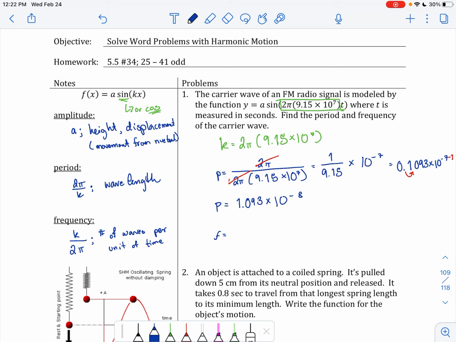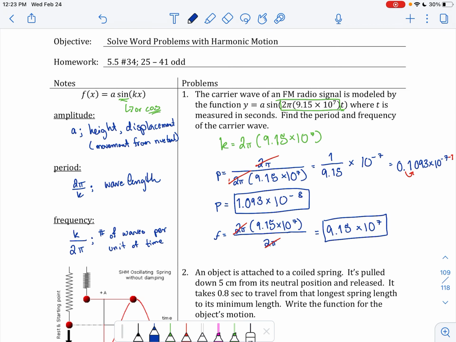The frequency is the reciprocal of this, so 2 pi times 9.15 times 10 to the 7th over 2 pi. Again, it cancels out nicely, and we're just left with 9.15 times 10 to the positive 7th. So here's our frequency, and here's the period.